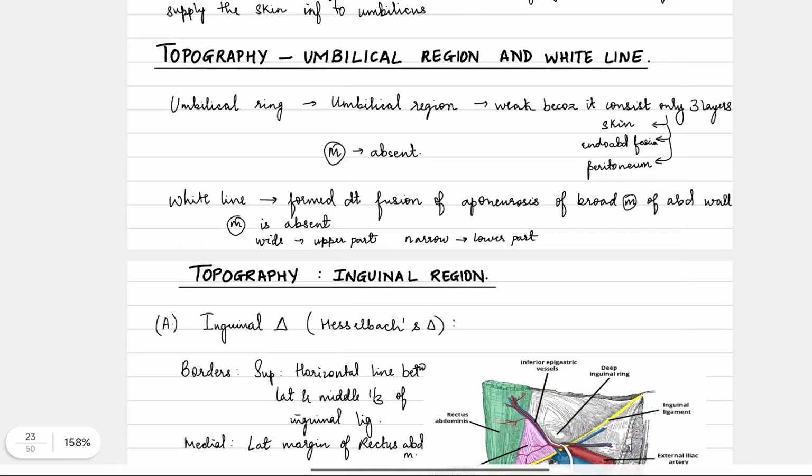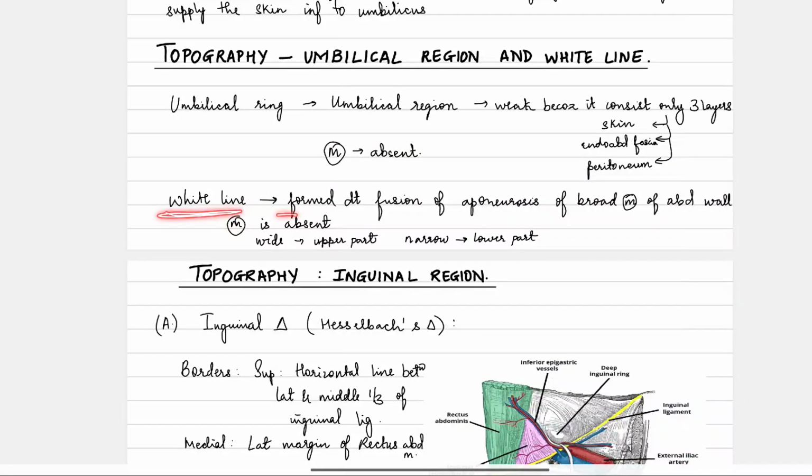Now next is topography of umbilical region and white line. There is an umbilical ring in the umbilical region. It is weak because it consists of only 3 layers: skin, endo-abdominal fascia and peritoneum. Keep in mind, muscle is absent.